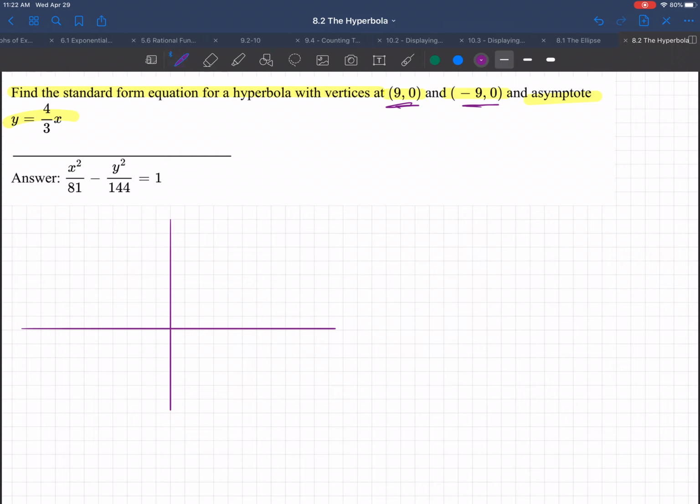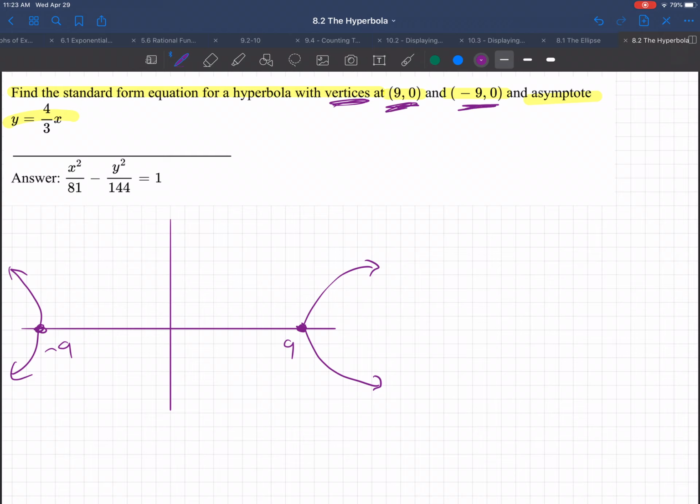So they're saying it's over 9. Right there is 9, and then back 9. There's back 9. And the branches go this way and that way. How do I know it's right-left branches instead of up-down? Because the vertices, the centers of the branches, are at over 9 and back 9, so it's sideways.